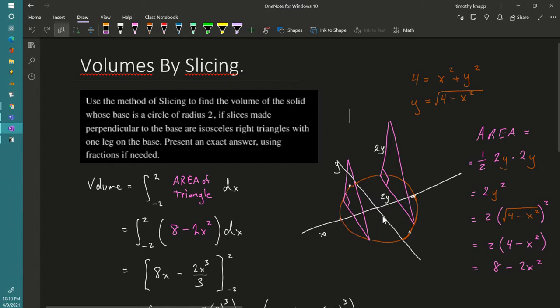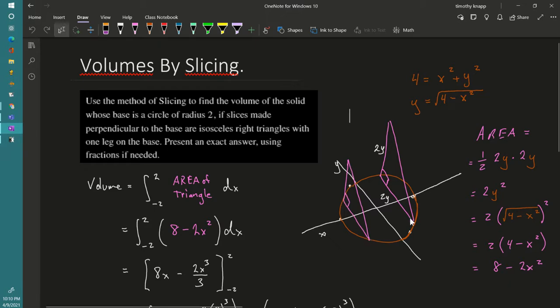Okay. Now, in order to do that, our volume is going to run from -2 to 2. So from here to here, because our slices are moving from -2 to 2 in this direction. And what we need is that each slice is the area of a triangle in terms of x. All right, because our x coordinate as I move across is going to tell me the area of this triangle.